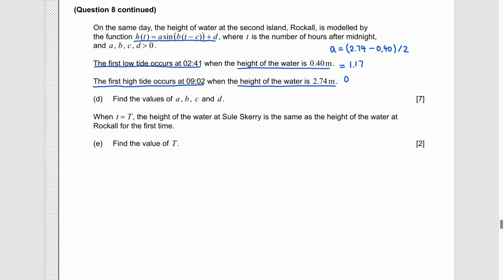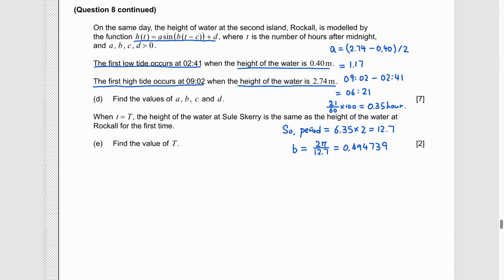To find b, we need the period. The time difference between the lowest and highest points gives half of the period. We convert that time difference into hours, then multiply by 2 to get the full period. The value of b is just 2 pi divided by the period. The value of d is the mid-level of the function, which is the average of the highest and lowest values.